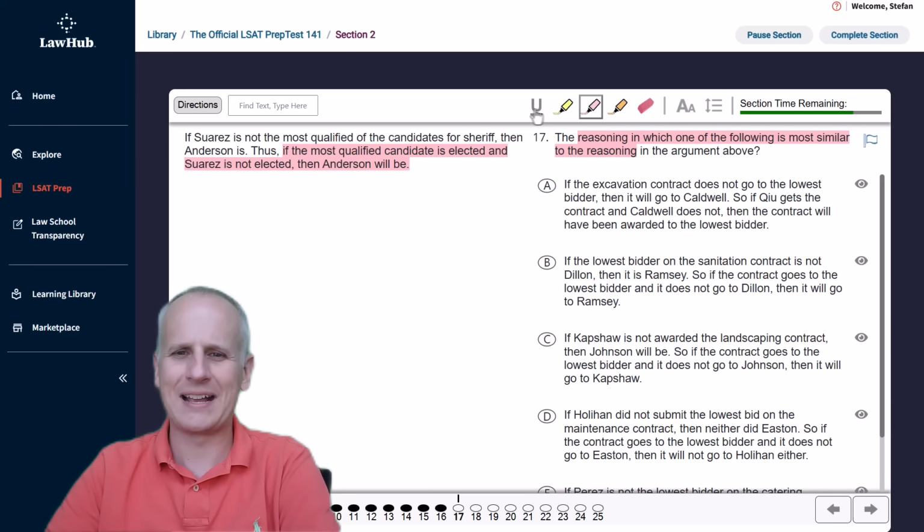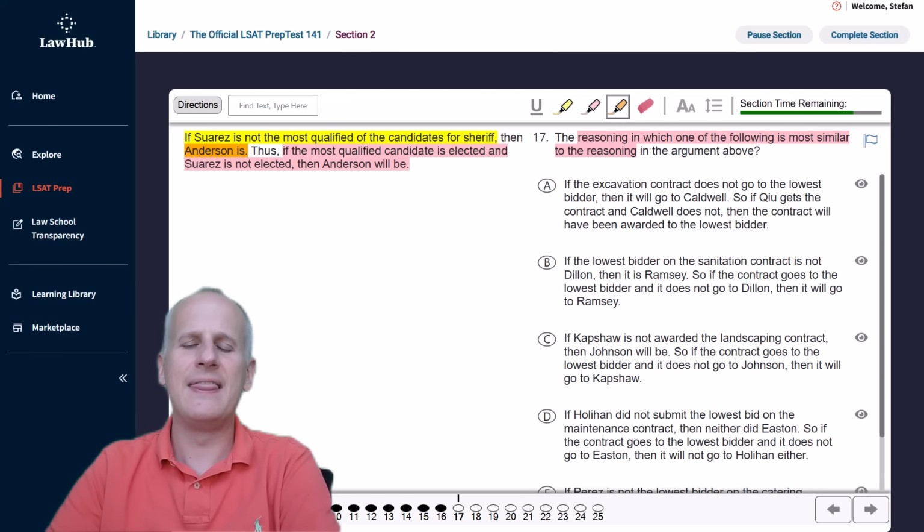If you want to track the component conditional pieces, you can do that with a couple of different colors as well. So if we just highlight, if Suarez is not most qualified of the candidates for sheriff, then we know that Andrson is. And the conditional logic contrapositive mentally there would say that if Andrson is not the most qualified of the candidates, then Suarez is. We've only got two options. It's Suarez or Andrson that's most qualified.